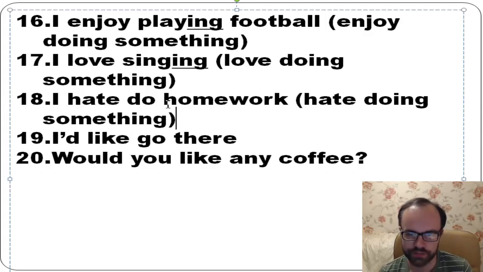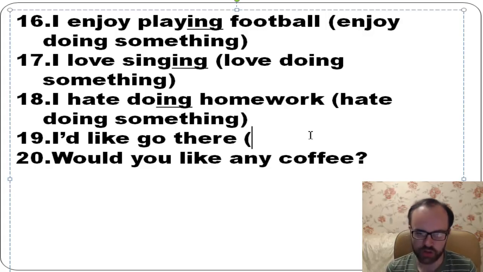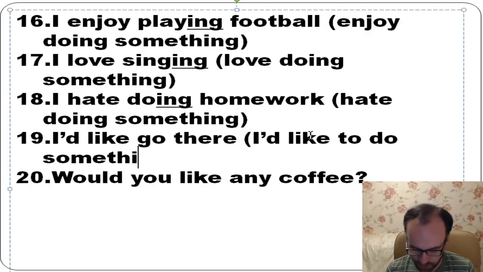Hate doing something. If you want to say it correctly, you need to say doing. I hate doing homework. Not "I'd like go there." You need to remember this structure: I'd like to do something.